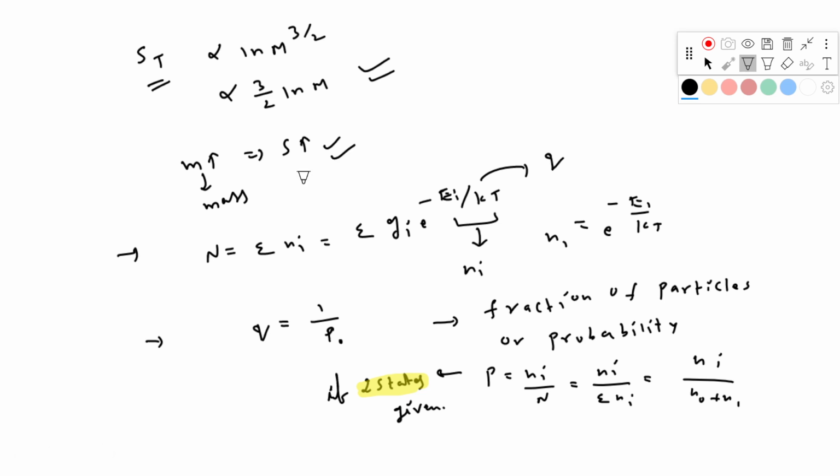Next important formula, N equals summation of n_i. If I have the total number of particles, in problems sometimes I can write N equals summation of n_i, which is equal to summation of g_i e power minus epsilon_i by kT. This is the partition function. And this e power minus epsilon_i by kT is nothing but your n_i. If I have n1, then I can write e power minus epsilon_1 by kT. If I have n2, e power minus epsilon_2 by kT, you have to write like this. This formula is also very, very important.